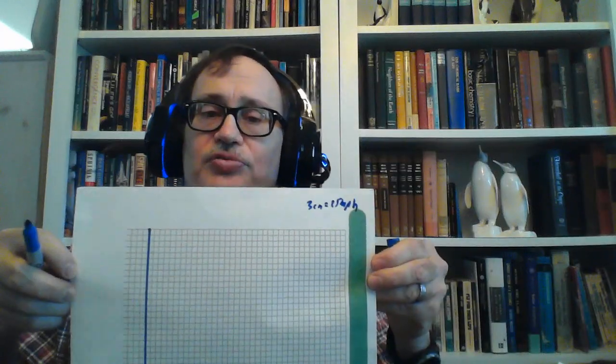I write my scale on here: 3 centimeters equals 25 miles per hour. So 75 miles per hour is going to be 9 centimeters.